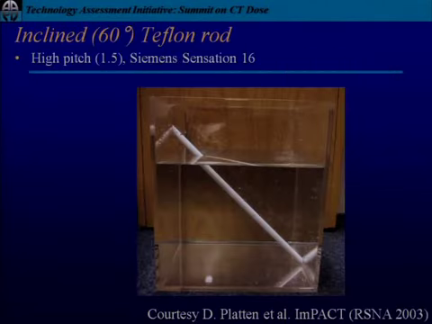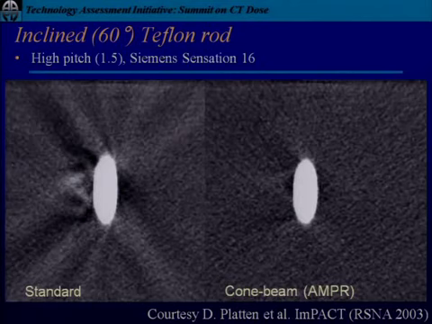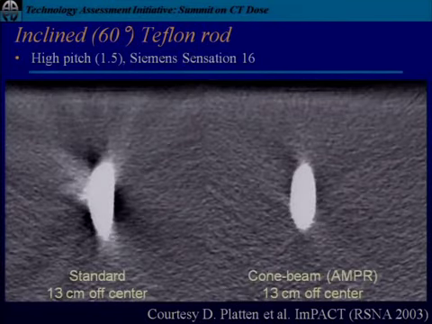Teflon rods, attenuation similar to some bone. What kind of artifacts do you get? Because you get cone beam artifacts off the ribs a lot. This is the standard versus the cone beam when it was at isocenter, and it gets much worse off isocenter.